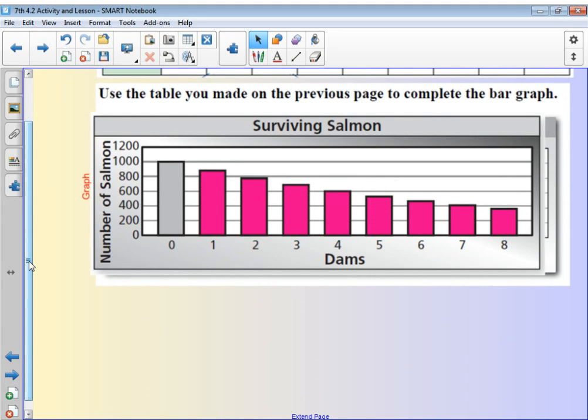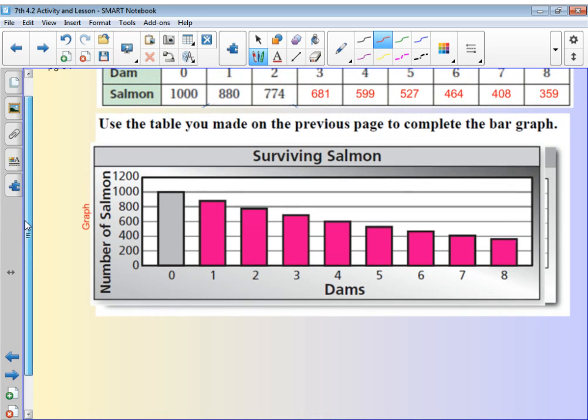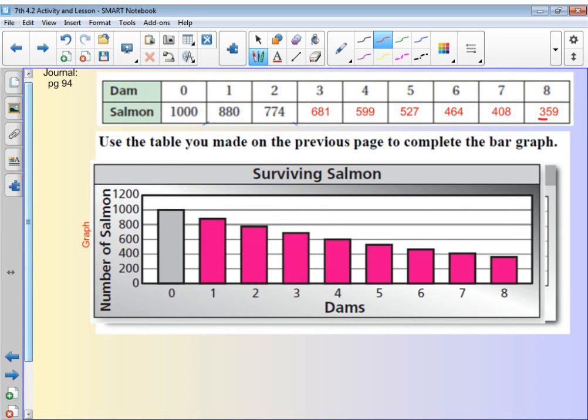It's representing that we had 88% survive each dam, but it didn't end up being 88% of the total fish, because in every situation it dropped 88%. So let's figure out what percentage of the fish actually survived. When we look back at our number for our 8th dam, we had 359 salmon that survived. We originally started with 1,000.